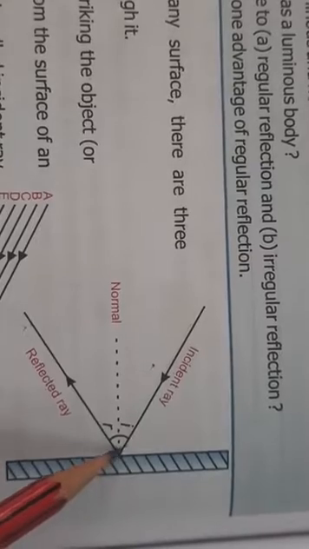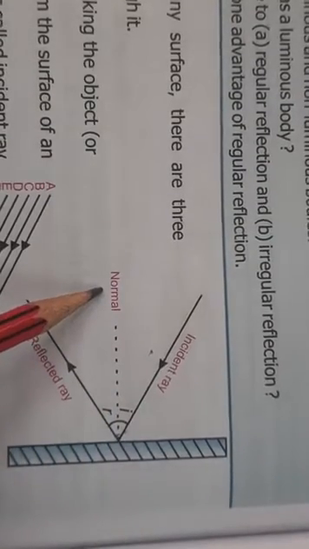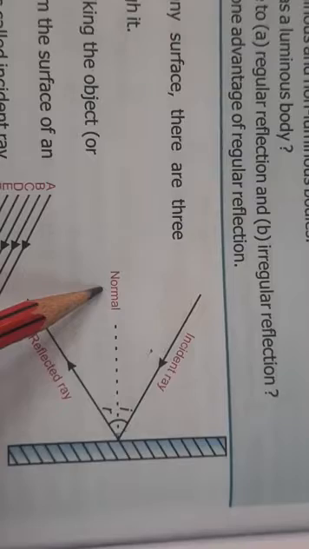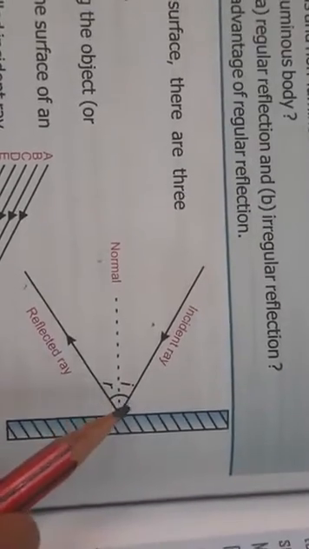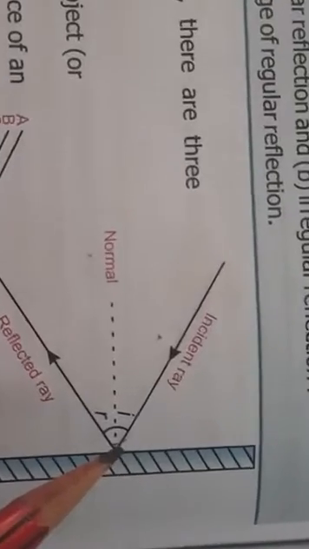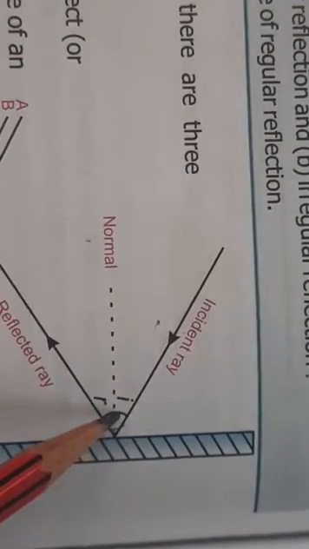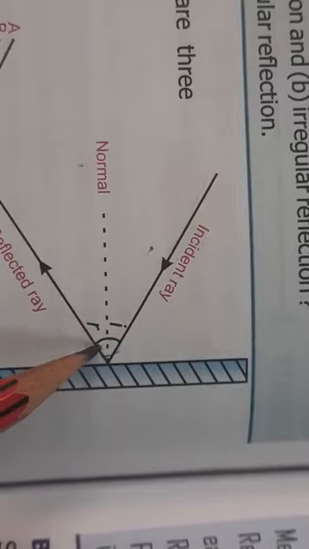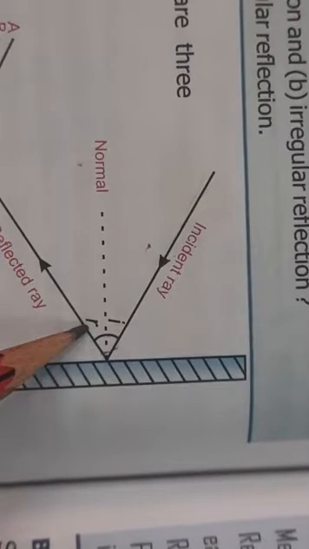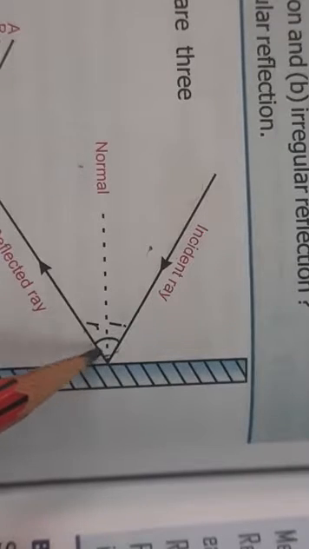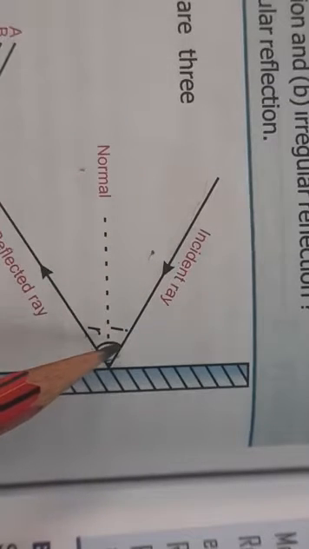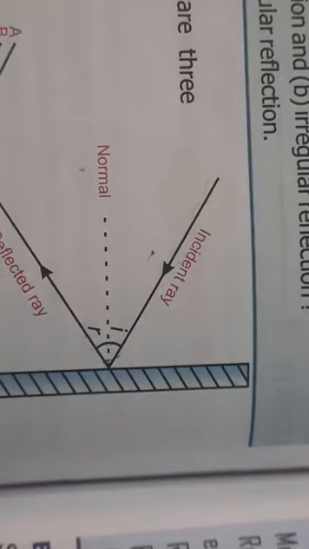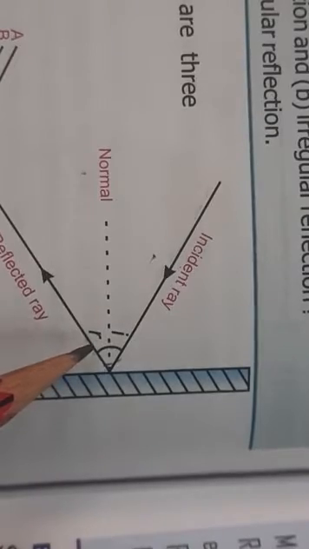If we draw a line, this is called the normal. Now if we look at these angles, this is I and this is called the angle of incidence, because this is forming, this is the incident ray and this is the normal. And this is R, which is called the angle of reflection, because this is the reflected ray and the normal. So between the incident ray and the normal is angle I, the angle of incidence, and angle R is the angle of reflection.